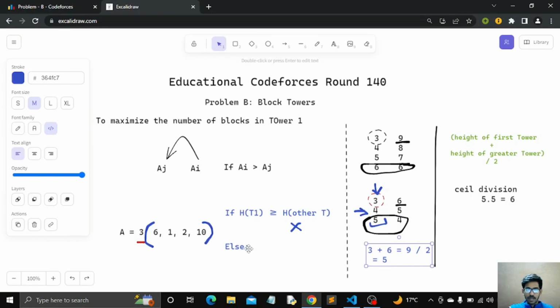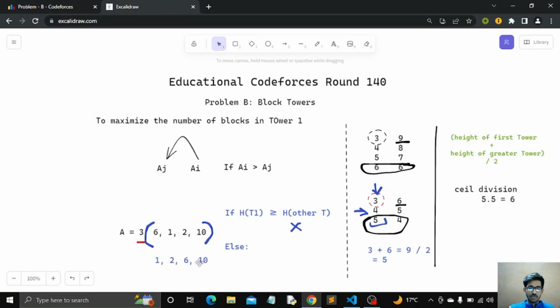So whenever the height of tower 1 is strictly less than the height of the other tower, we are going to apply this formula and we are going to find the updated height of tower 1. And before doing this, we'll first be sorting the heights of the remaining towers. So here after sorting, it will be 1, 2, 6 and 10. So why do we need to sort them?